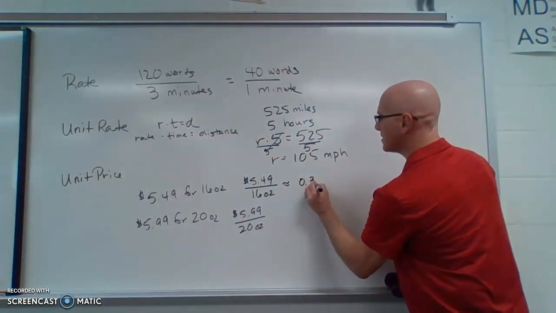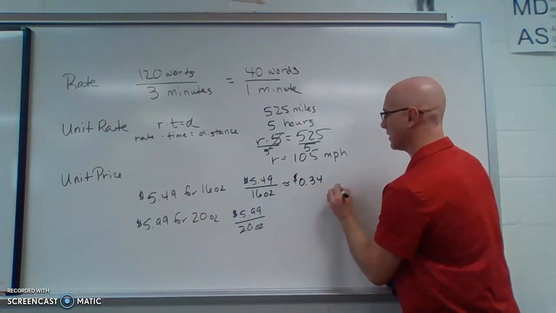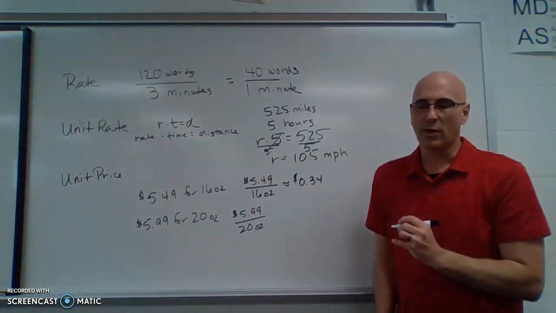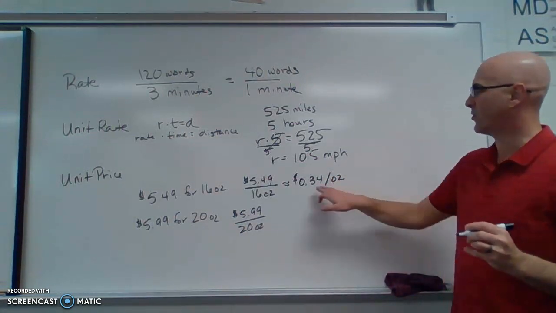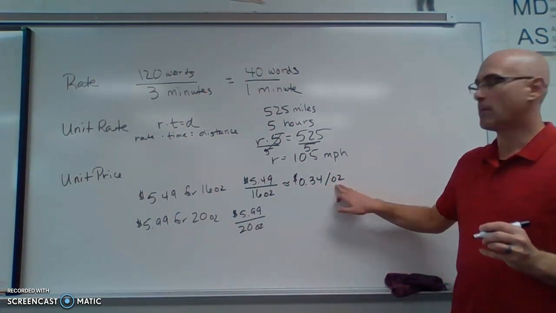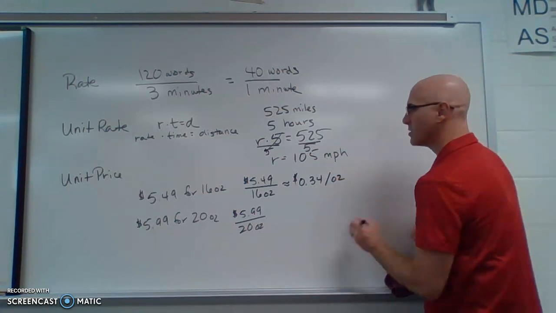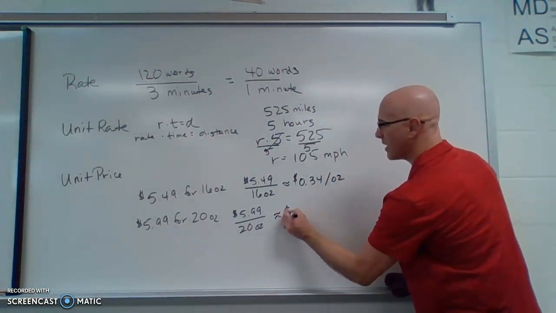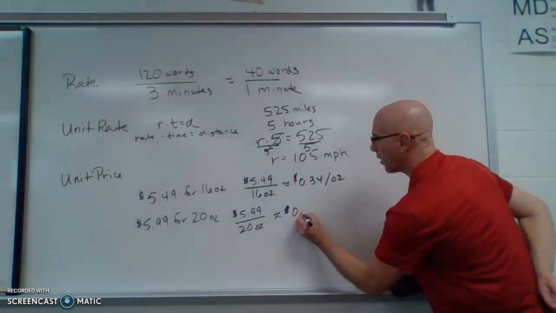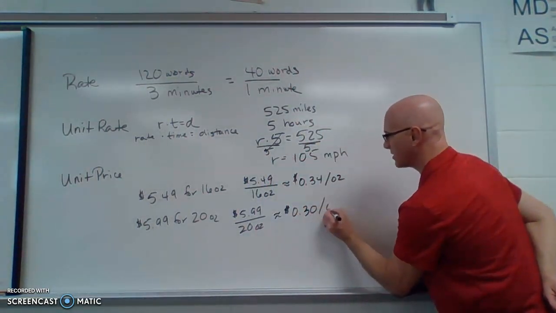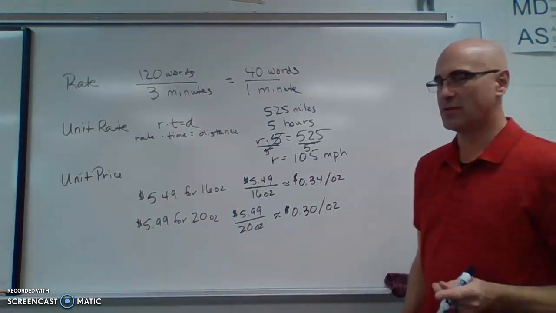So if I just simply divide and I round to the nearest cent, I get that this is approximately 34 cents per ounce. That is my units. So 34 cents per 1 ounce. If I did the same thing for this one, I get approximately 30 cents per ounce.